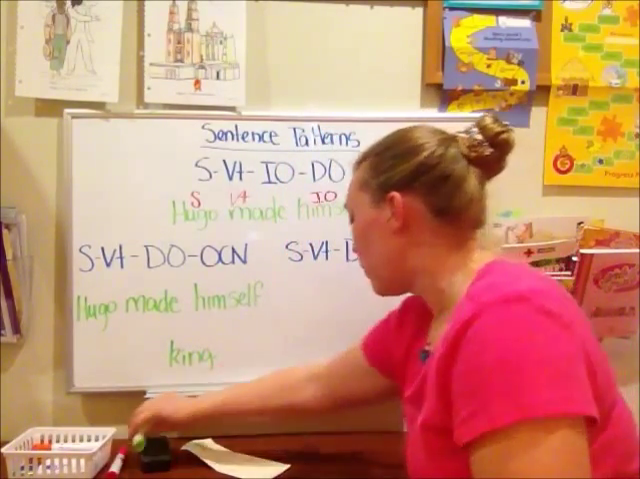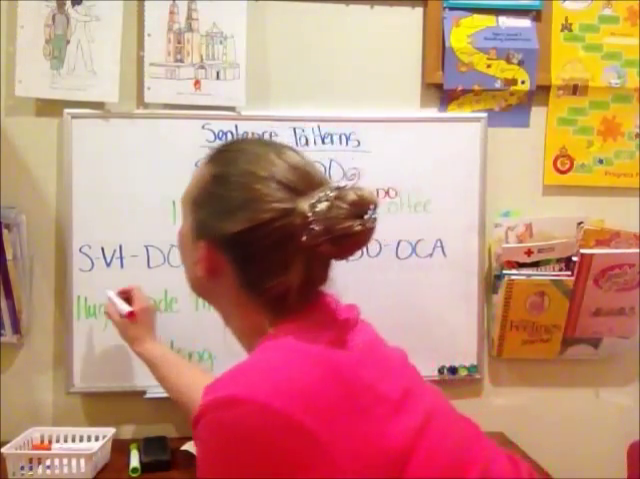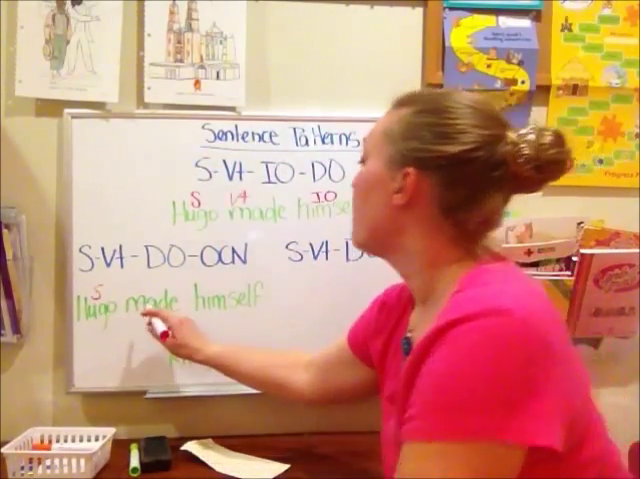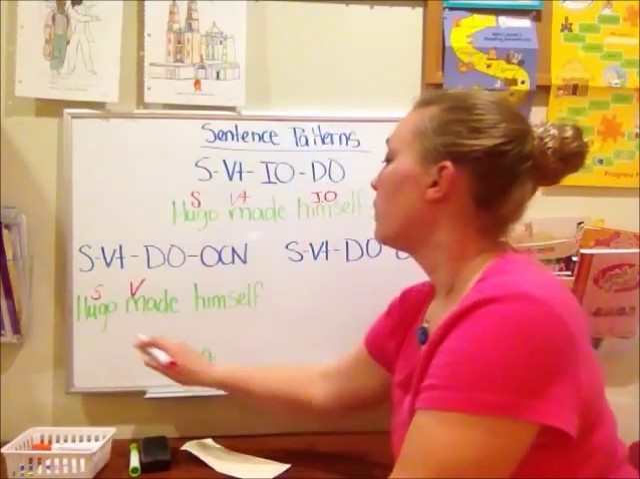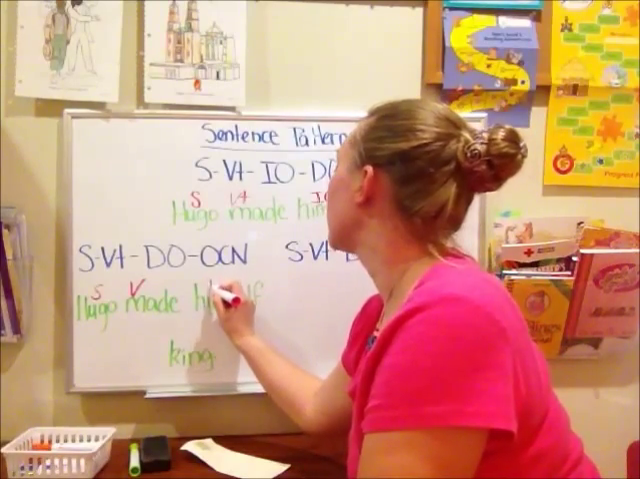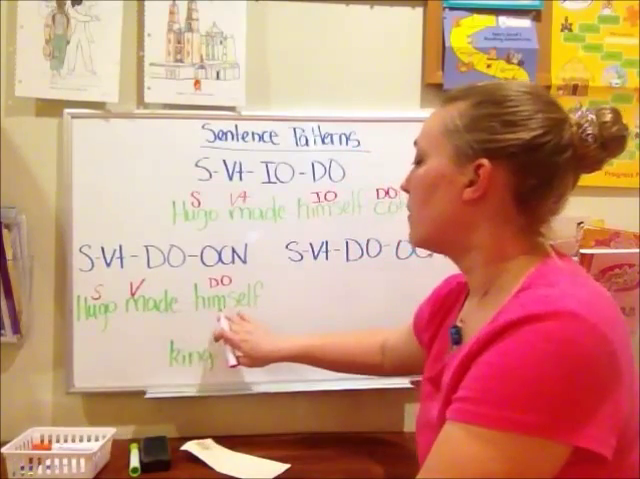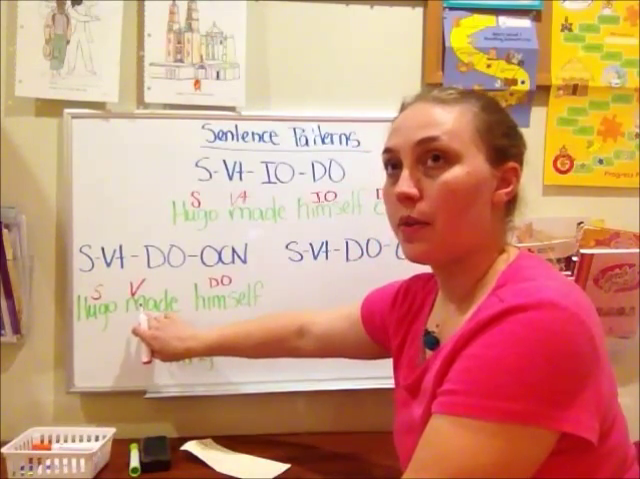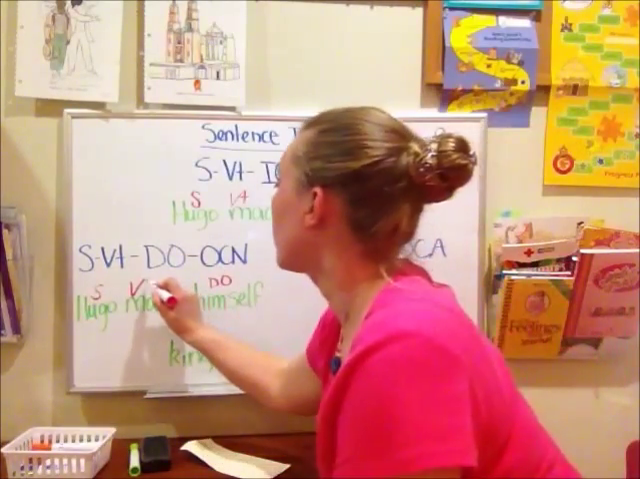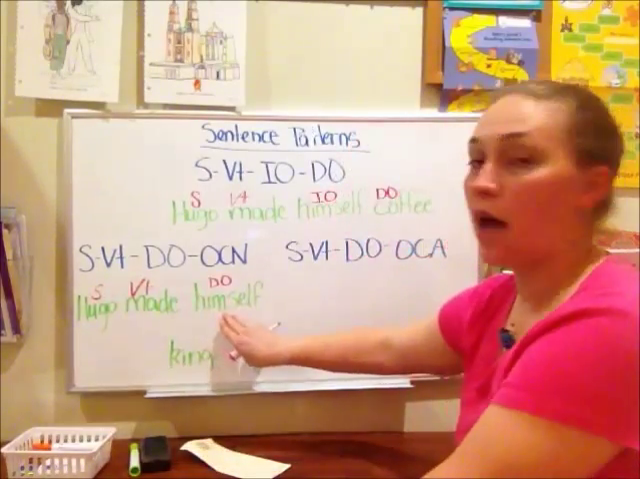Okay. Now, when we go back to parse this sentence, who or what is our sentence about? Hugo. Hugo is our subject. What is being said about Hugo? Hugo made. We're going to mark that as a verb. What did Hugo make? He made himself. We're going to mark this as a direct object because Hugo made himself. Again, made is transferring action from Hugo to himself. So this is, again, a transitive verb because made is what Hugo did to himself.